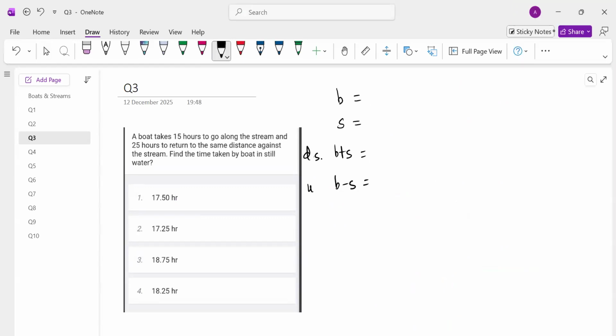A boat takes 15 hours to go along the stream and 25 hours to return the same distance against the stream. Find the time taken by the boat in still water.